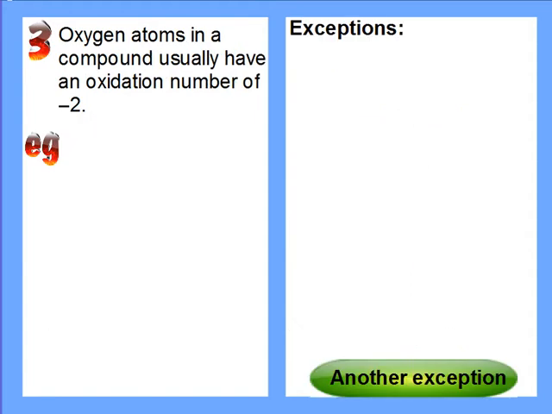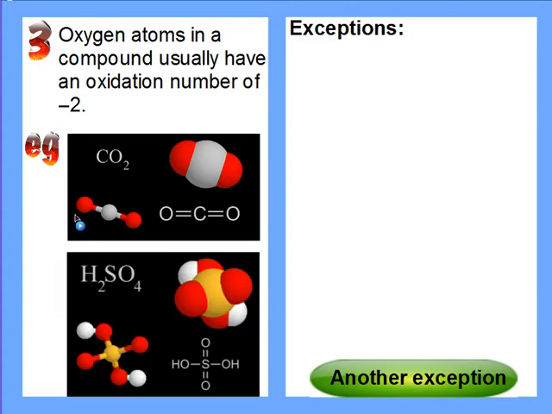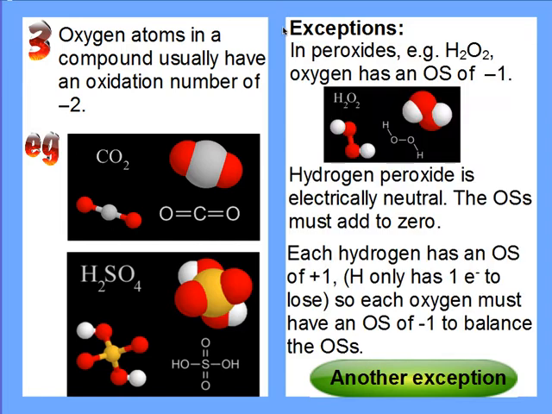Third rule we can look at is for oxygen atoms. Oxygen atoms in a compound usually have an oxidation number of -2. So if we look at a molecule like CO2, it's got 2 oxygen atoms. Each oxygen atom has an oxidation number of -2. Here, with sulfuric acid, H2SO4, with 4 oxygen atoms, again, each of the oxygen atoms has an oxidation state of -2.